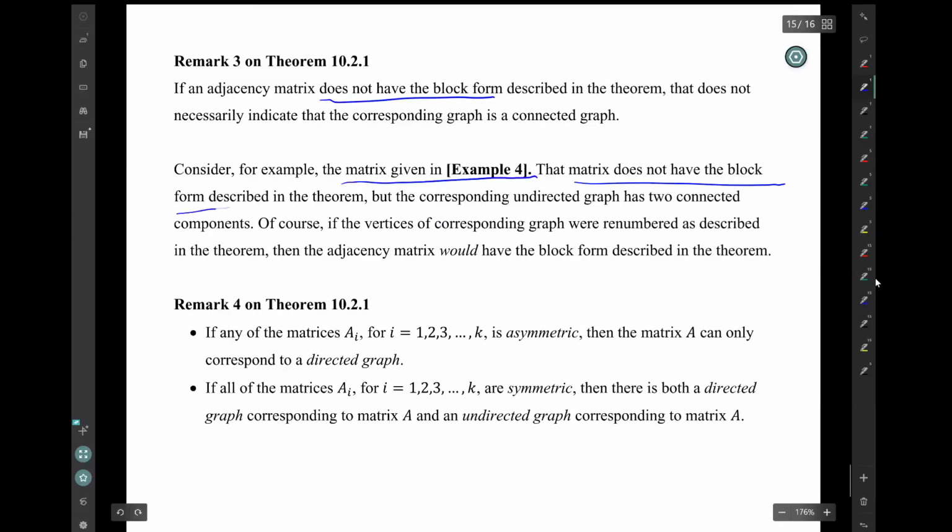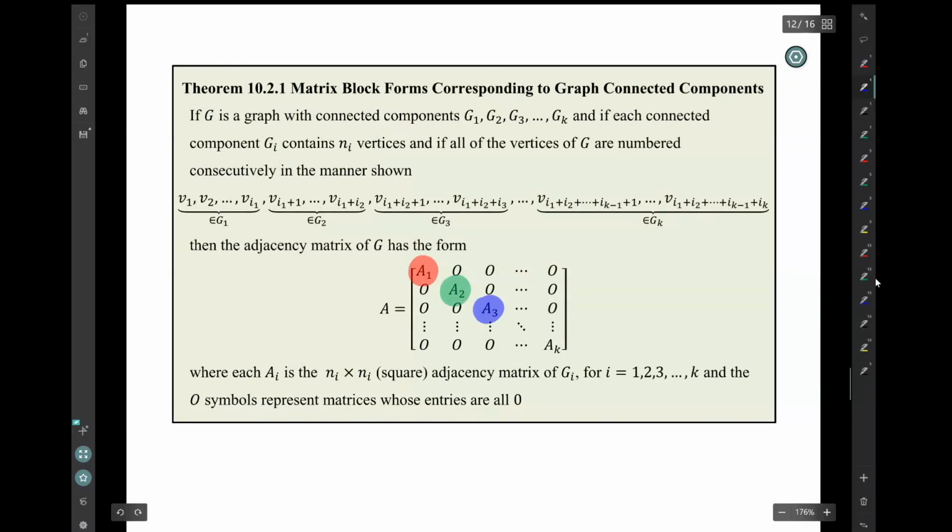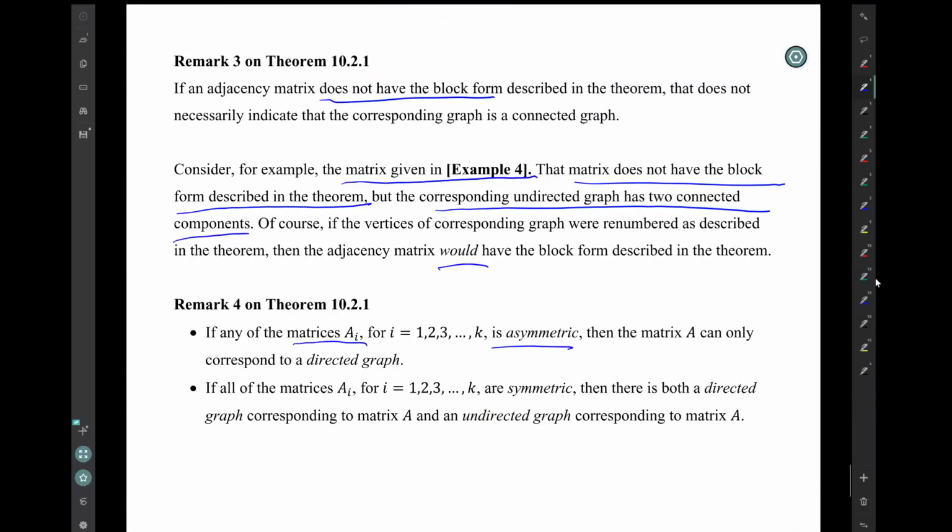So the matrix does not have the block form described in the theorem, but the corresponding undirected graph has two connected components. Of course, if we had labeled the vertices of the graph as described in the theorem, then the adjacency matrix would have the block form. Another remark on that theorem. If any of the matrices in this block form, any of those matrices along the diagonal, is asymmetric, then that matrix A can only correspond to a directed graph.